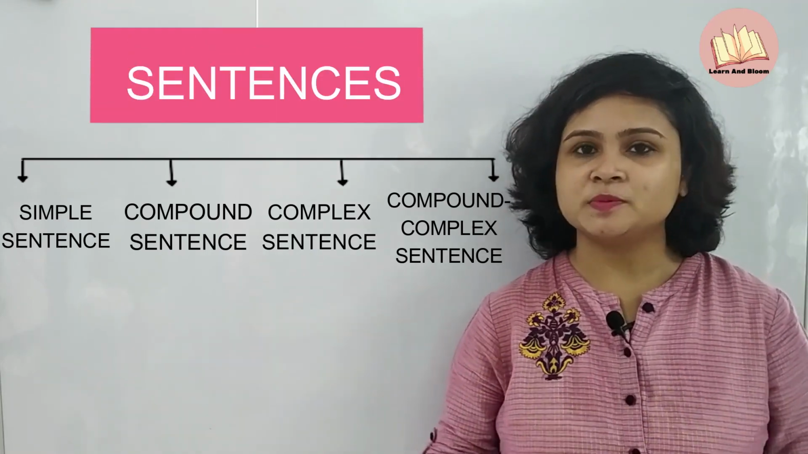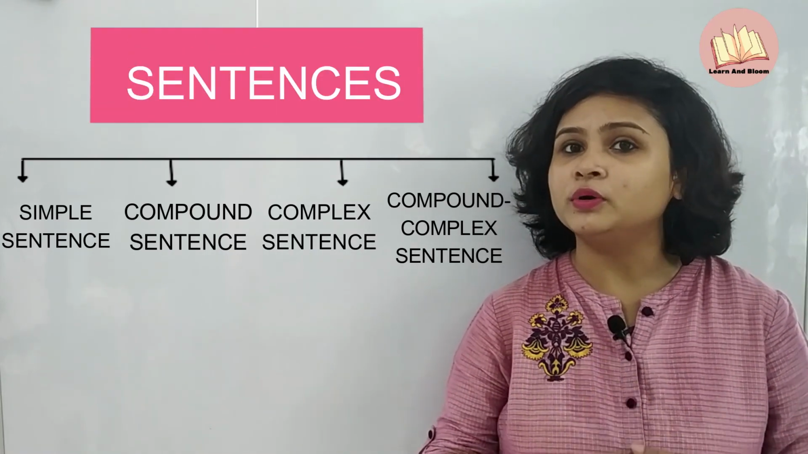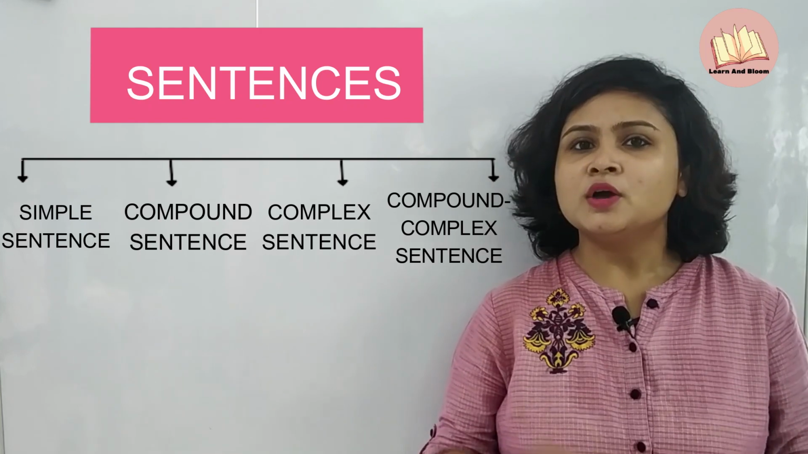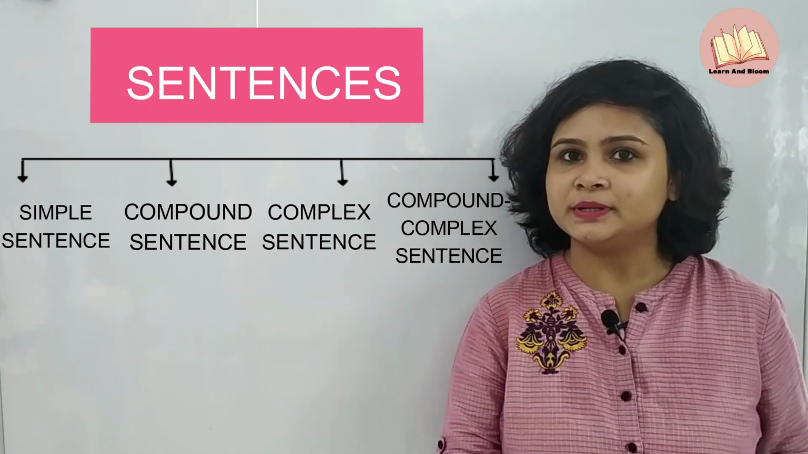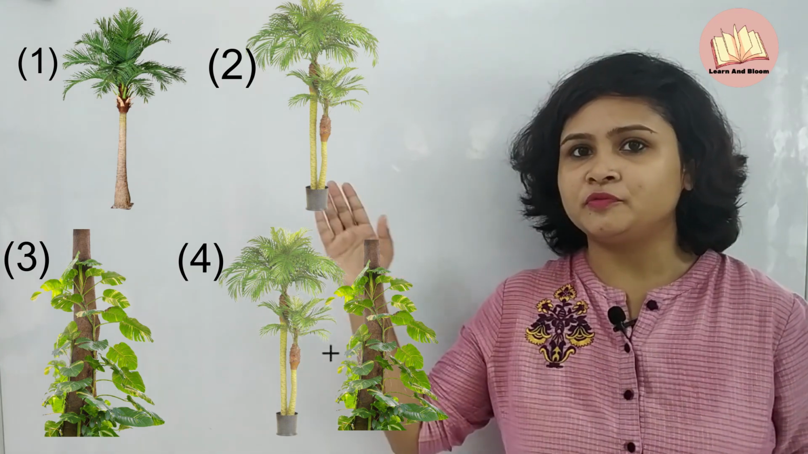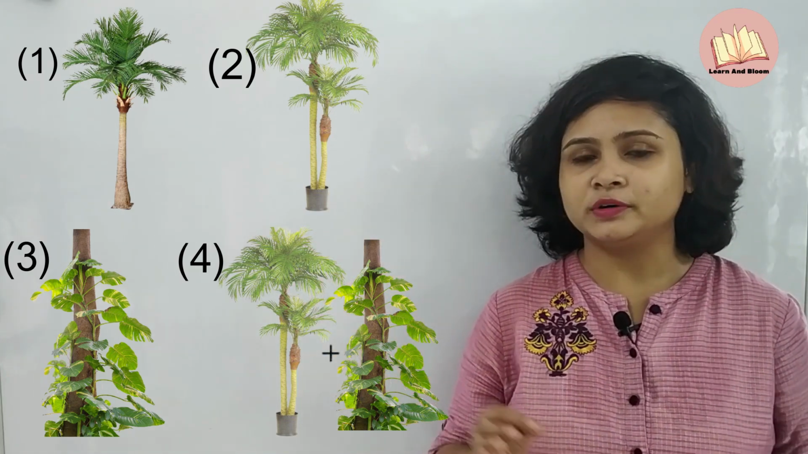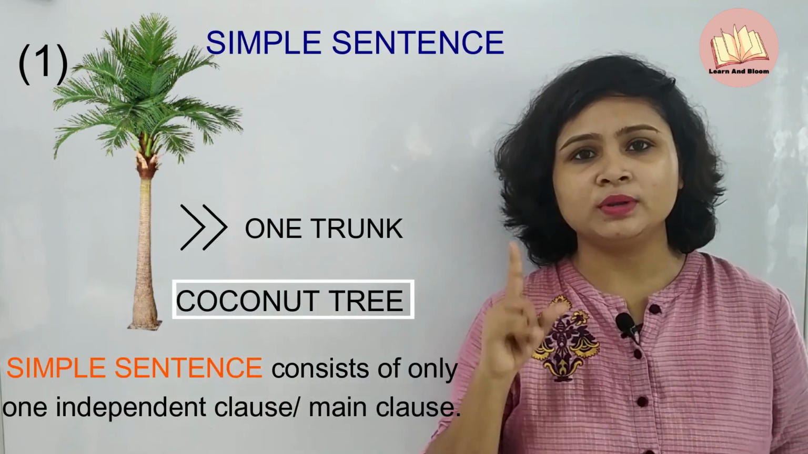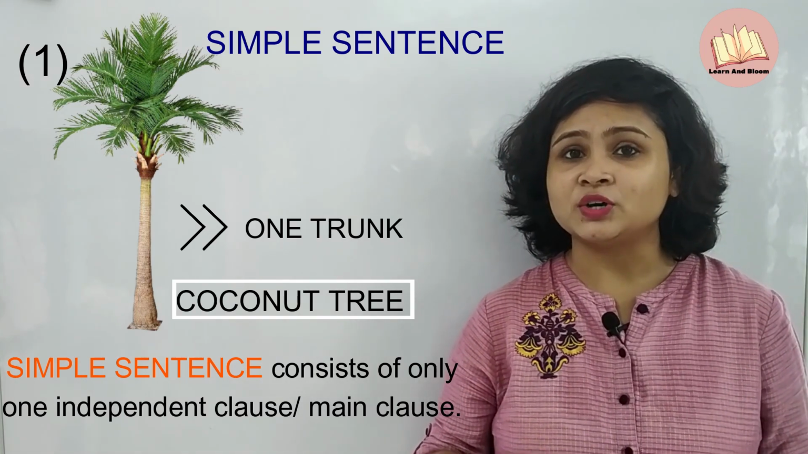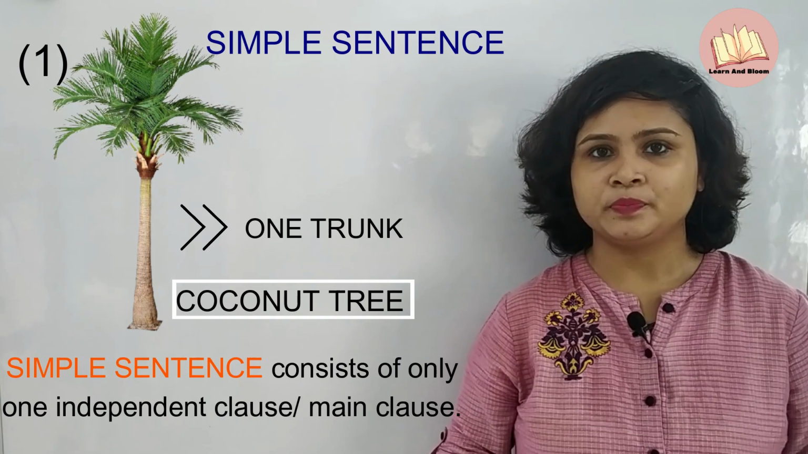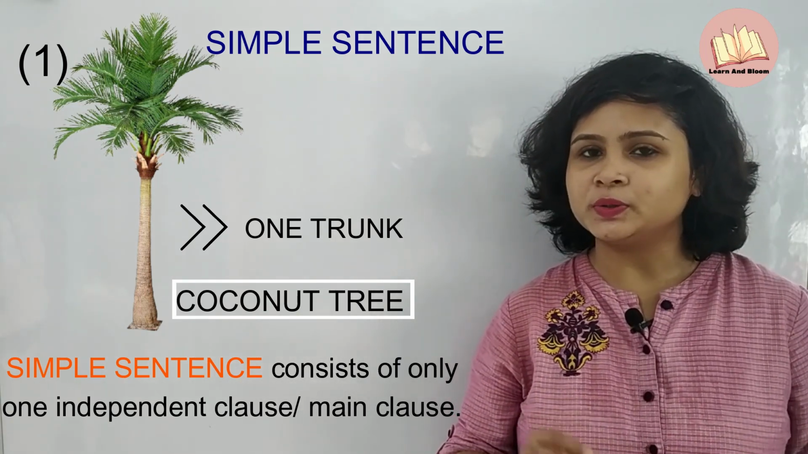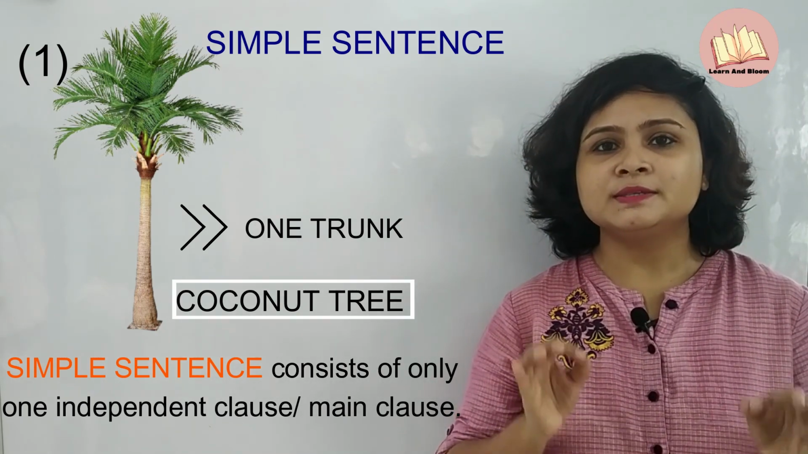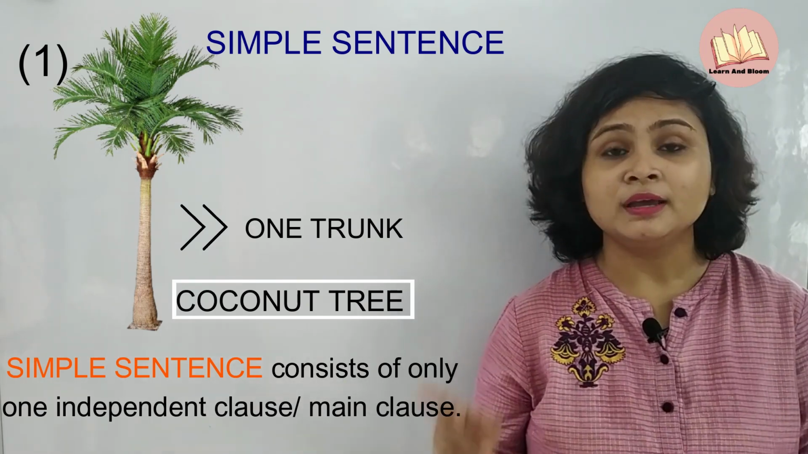Let's understand the types of sentences. I have already told you there are four types of sentences: simple, compound, complex and compound complex sentence. First, we will deal with the first one, simple sentence. We will compare it with the first picture of plant, that is of a coconut tree. I think you all have seen a coconut tree. You know it has only one trunk and it can stand on its own. It doesn't need any support. Similarly, simple sentence also consists of only one main clause. We have to remember this. Simple sentence contains only one main clause.